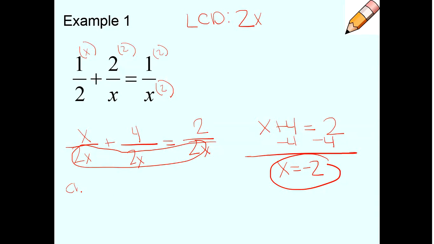Now, just like last time, guys, you do need to do some checking. Check, check, check. So I got 1/2 plus 2 over negative 2 equals 1 over negative 2. Let's see if that's going to get me what I want. So I have 1/2 minus 1, right? Because 2 over negative 2 is a negative 1, equals negative 1/2. So is 1/2 minus 1 a negative 1/2? If I have a half and I take away a whole, I'm a half in the hole, right? I have negative 1/2. So negative 2 does in fact check out. It does work.